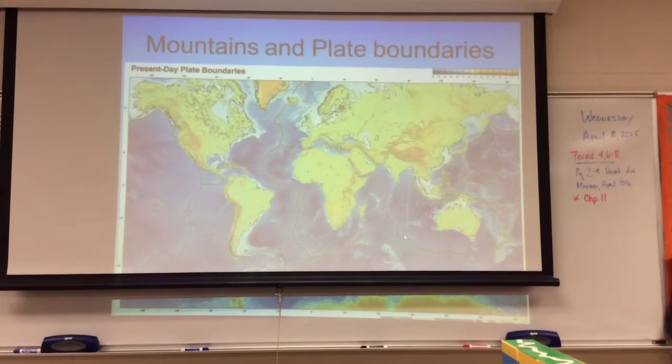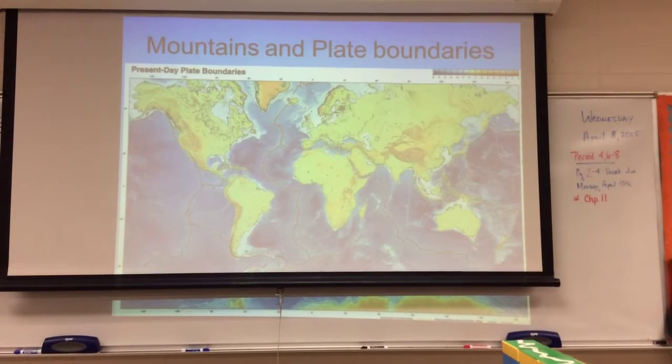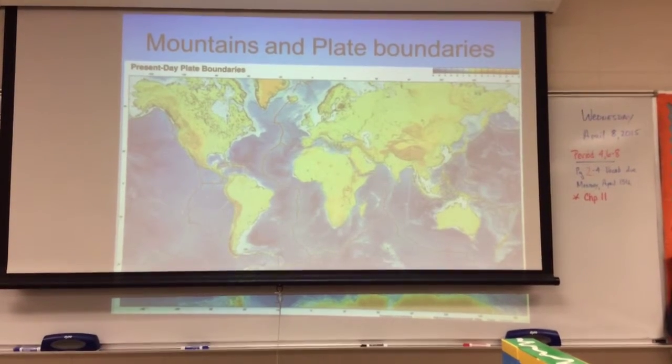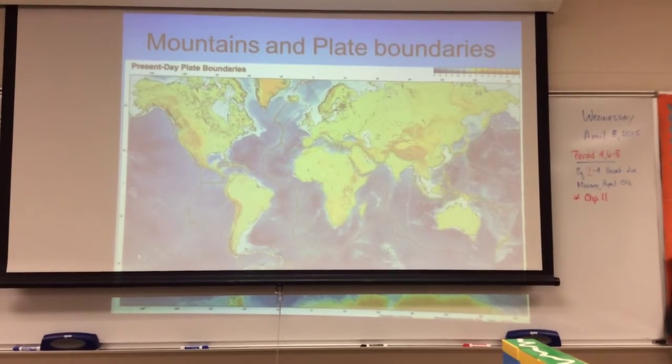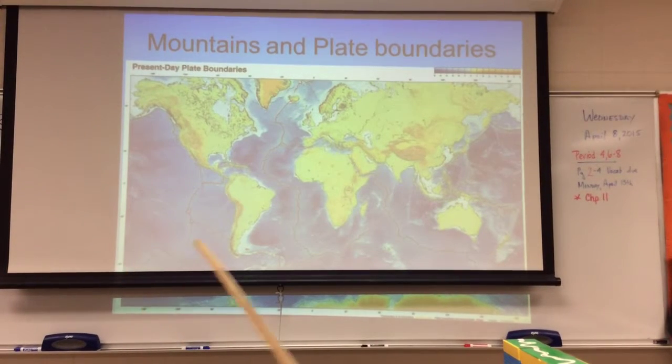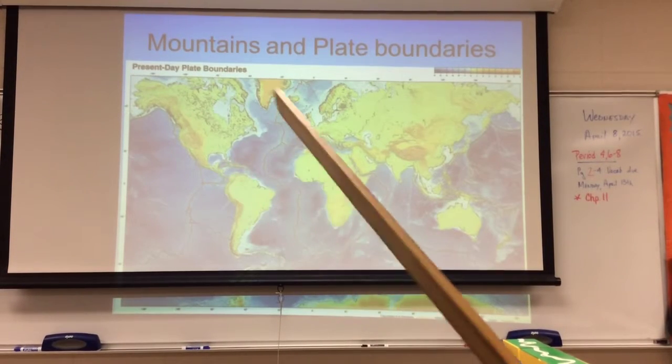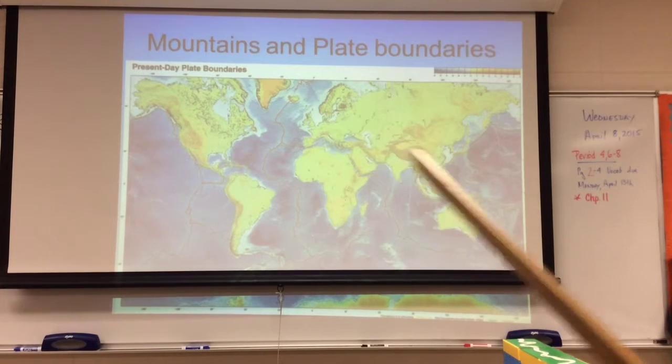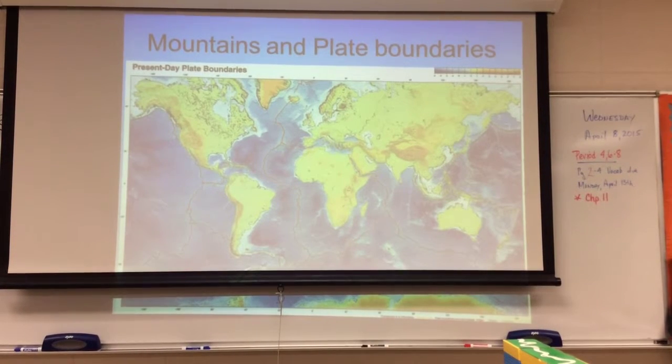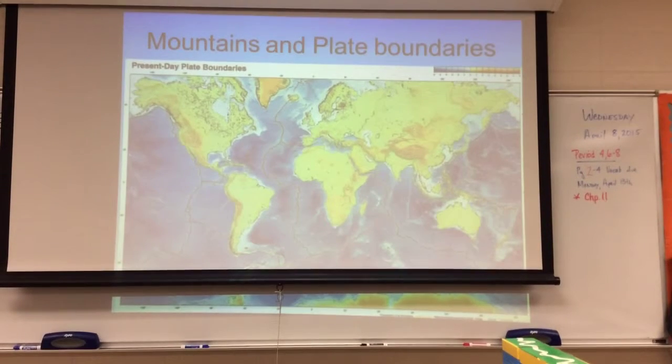Mountains and plate boundaries. Remember the Ring of Fire? Yes, I do, Mr. Franta. Yes, the Ring of Fire, that lovely Johnny Cash song. All these lines right here, and all around here, that's where we have volcanic activity. And these little things floating here are examples of the different plates that we have. We learned about these about two units ago.